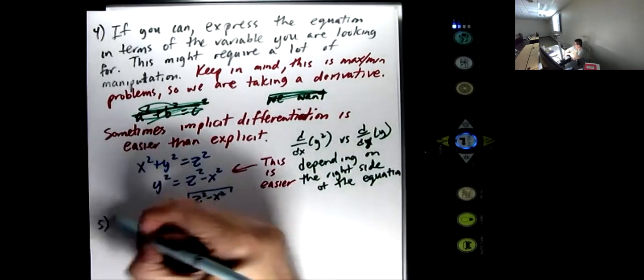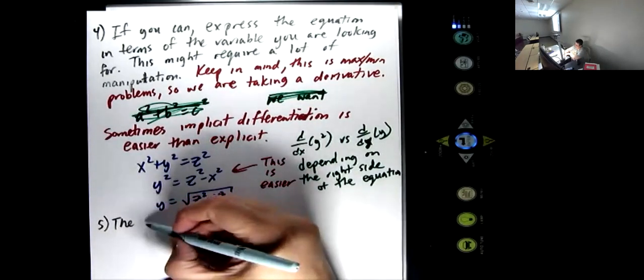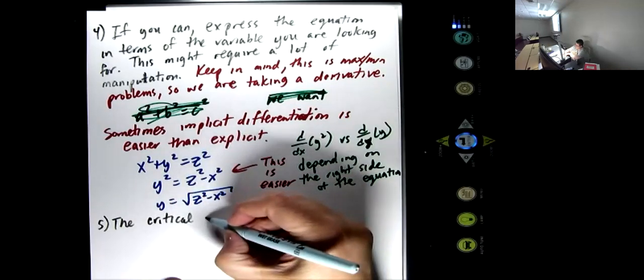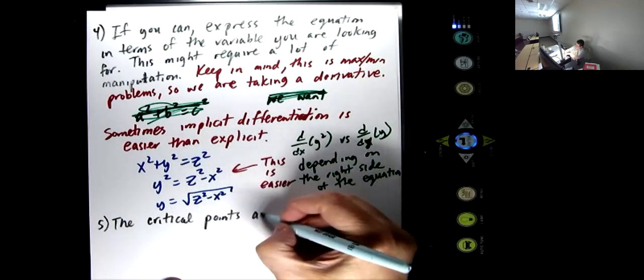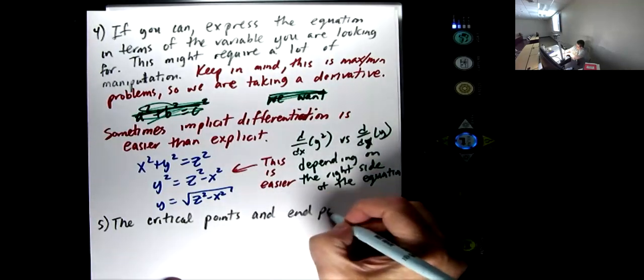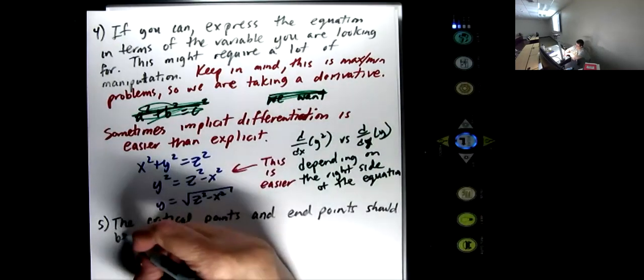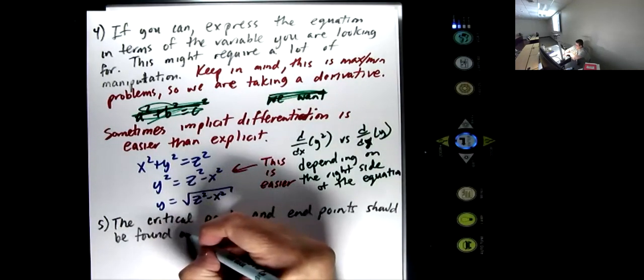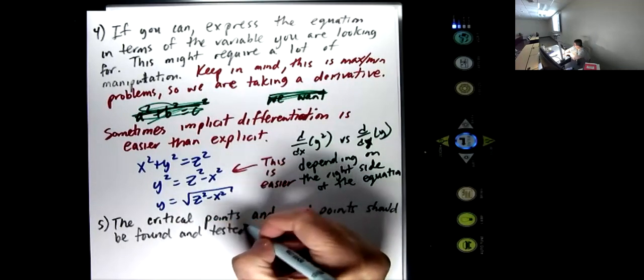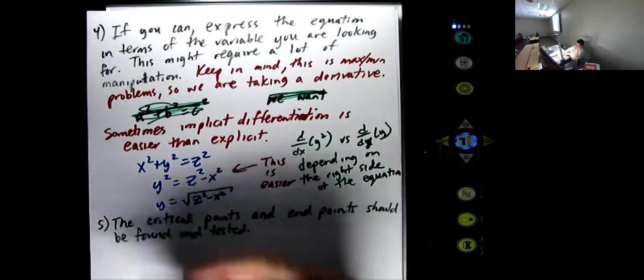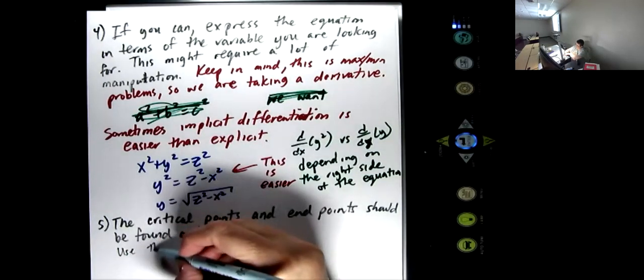Finally, test the critical points and endpoints. They should be found and tested. I use the shape of the graph and derivatives to help with this.